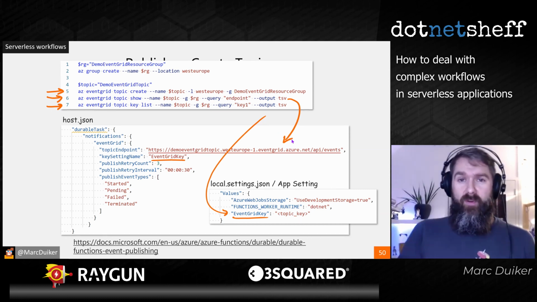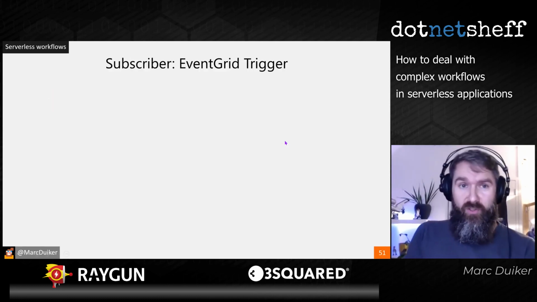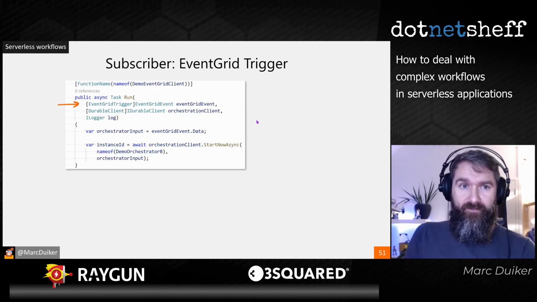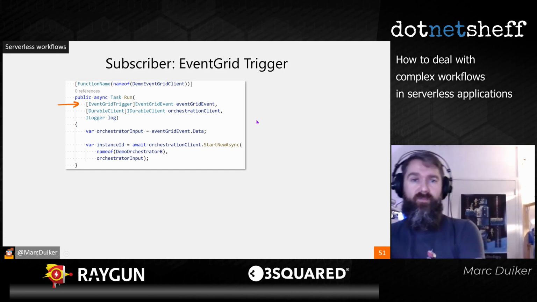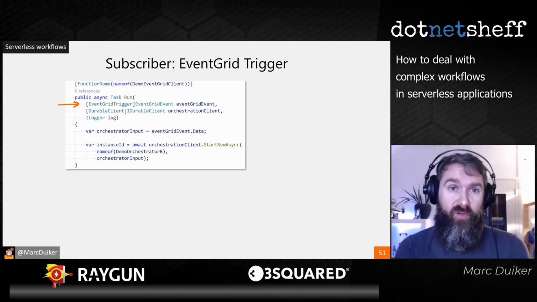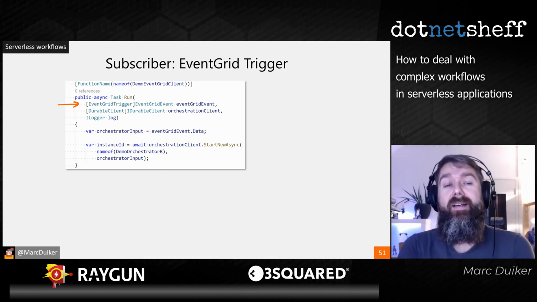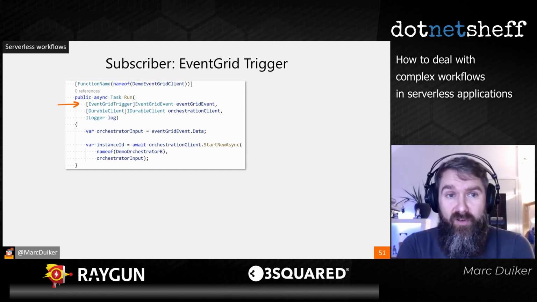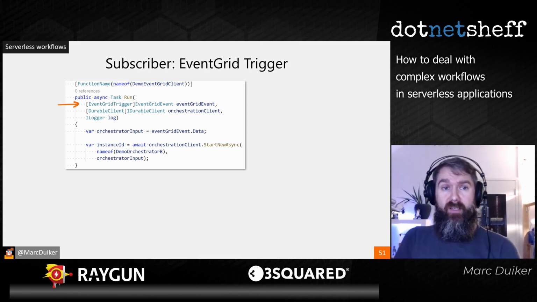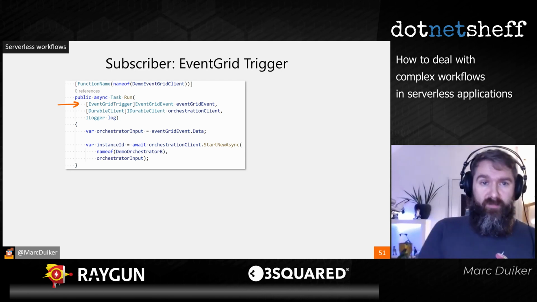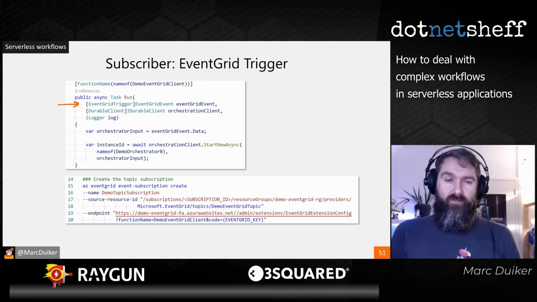So you have that set up, but then you still need to consume the events. So then it's about the subscriber side. The subscriber side is then your event handler. In this case, that's the orchestration client function. In this case, it's an event grid trigger that can start your other orchestration.